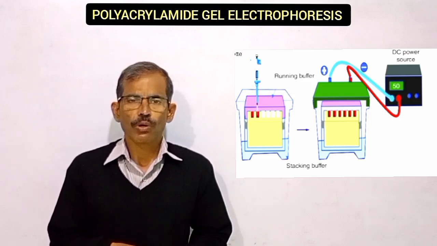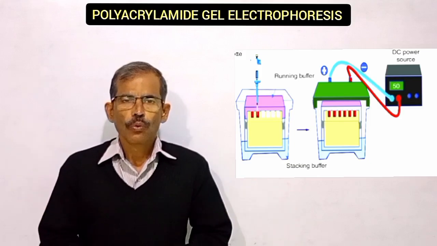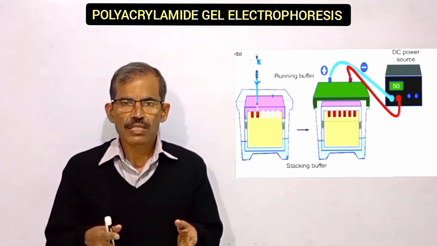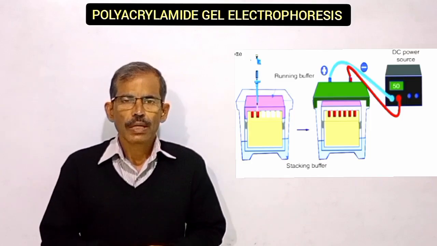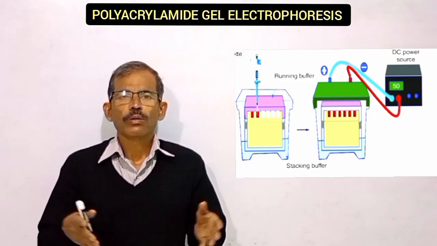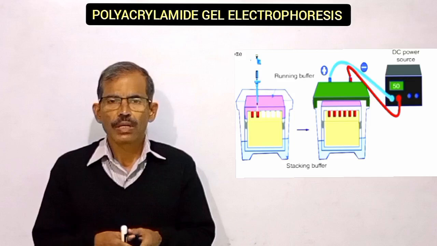Polyacrylamide gel electrophoresis, known as PAGE, is a technique widely used for the separation of charged macromolecules such as proteins in a matrix of polyacrylamide. It also offers a high degree of resolution for DNA fragments.